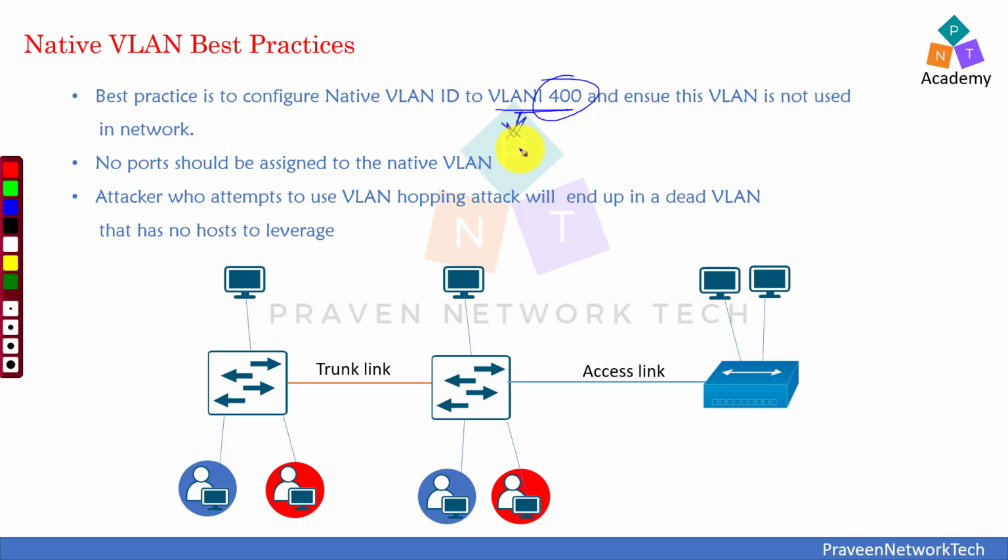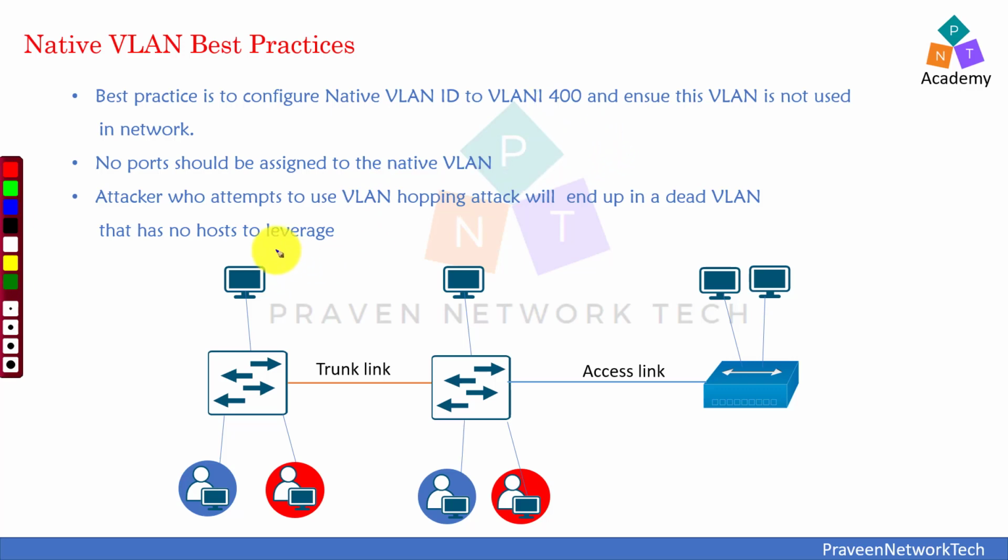In general, there are things called VLAN hopping attacks that can happen on your network. If a VLAN hopping attack happens, the traffic is sent directly to this particular VLAN, and the packets are dropped there. So this is the concept of native VLAN.